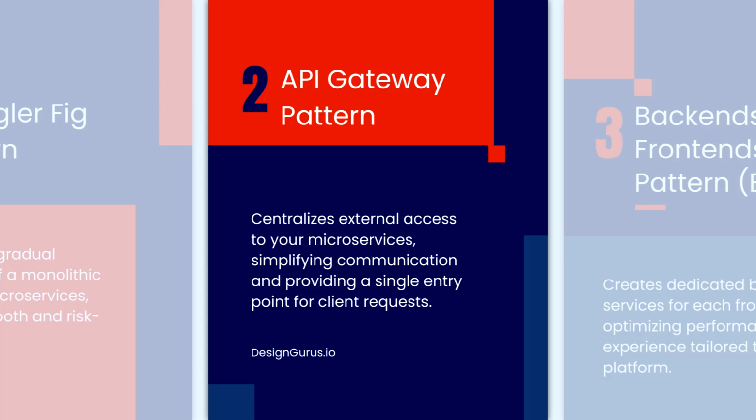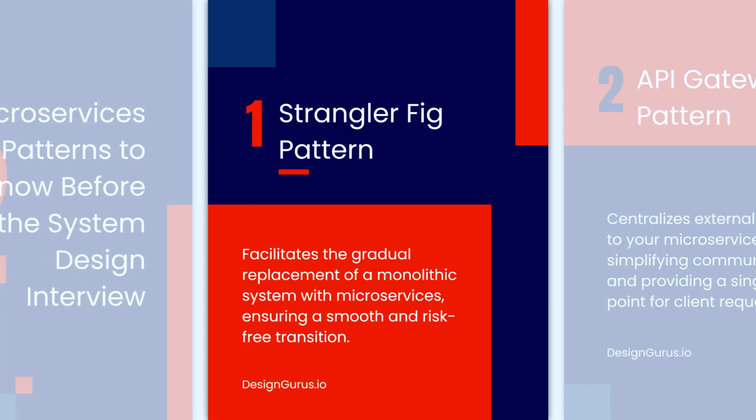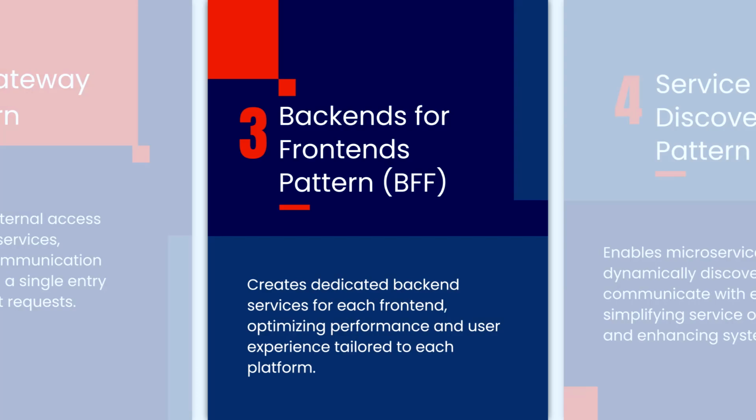Second was the API gateway pattern, centralizing external access to your microservices, simplifying communications and providing a single entry point for the client requests. And first was the strangler fig pattern, facilitating a gradual replacement of a monolithic system with microservices, ensuring a smooth and risk-free transition. So this is the first, second, third, fourth.